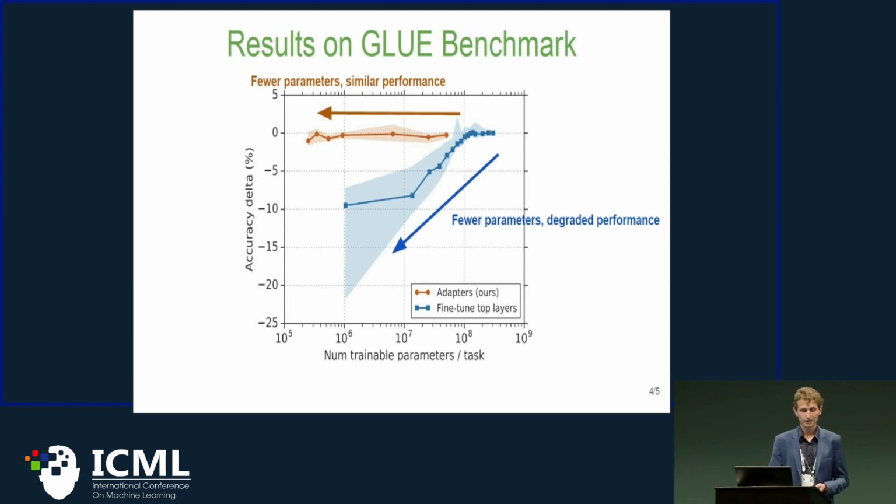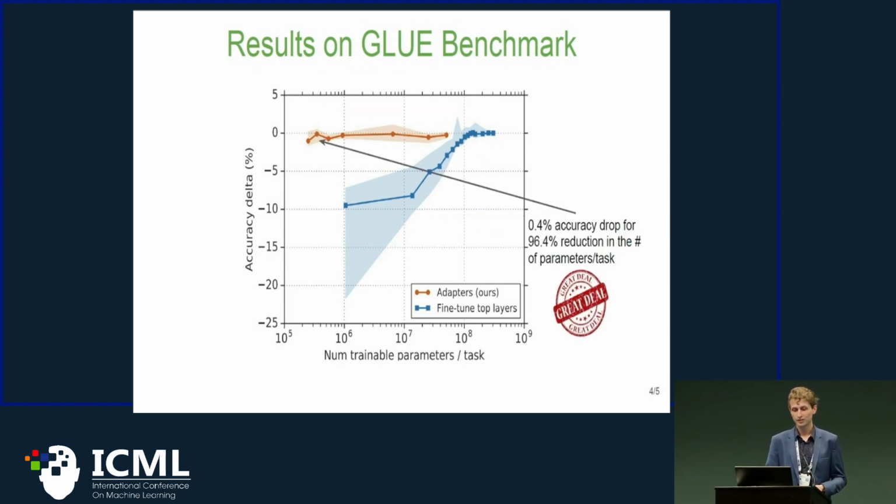To highlight, looking at the left spectrum of the plot, we see that we can achieve 96.4% reduction in the number of parameters per task, while incurring only 0.4 accuracy drop.